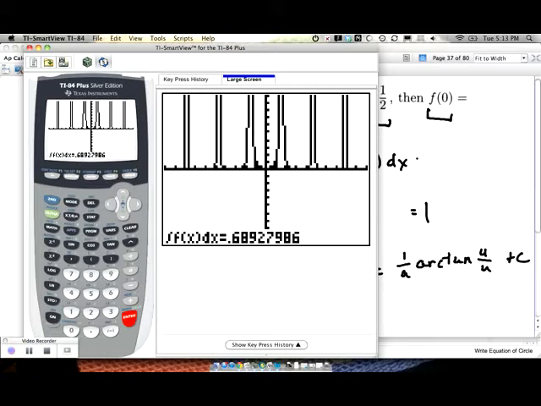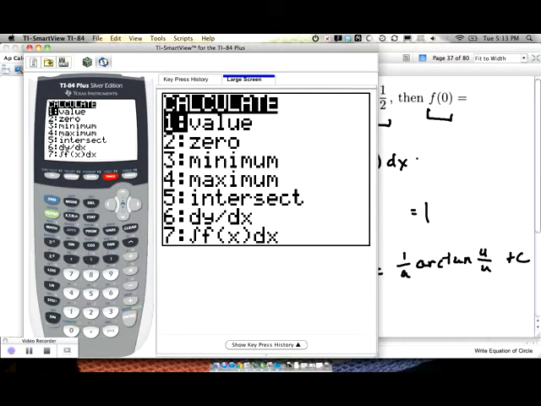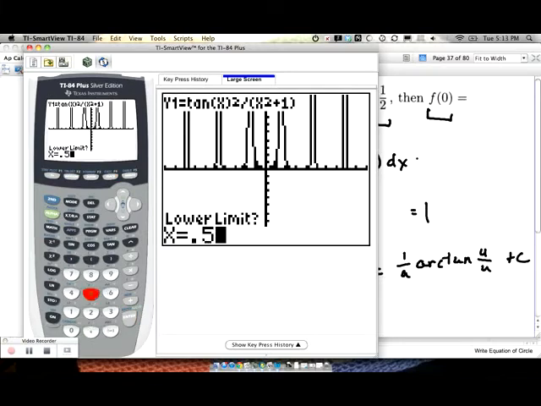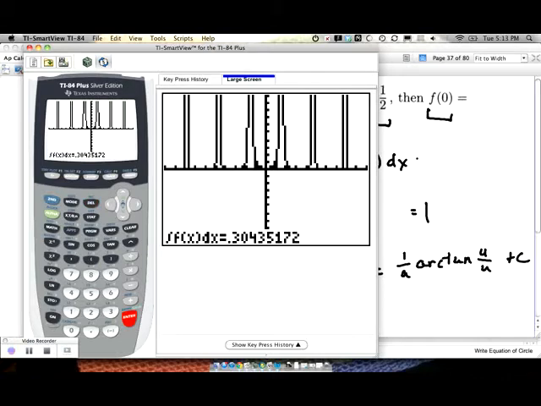If I were to calculate this even more specifically, let's say I went from 0.5 to 1. That gives me 0.304. Oh, that's kind of weird.